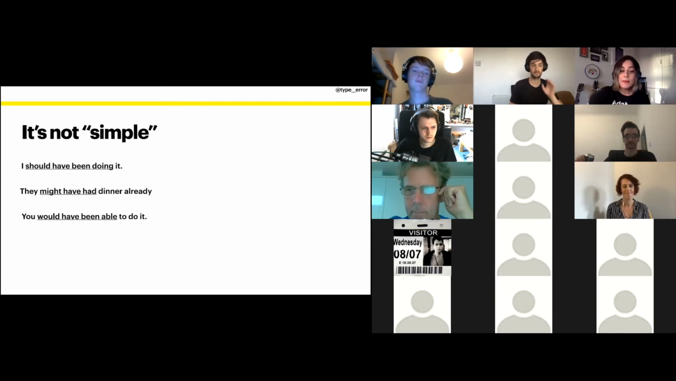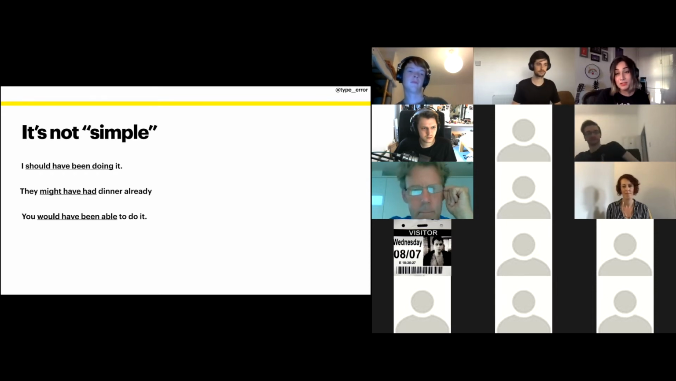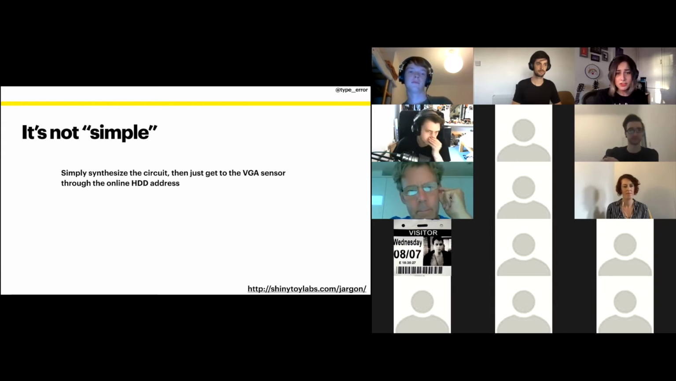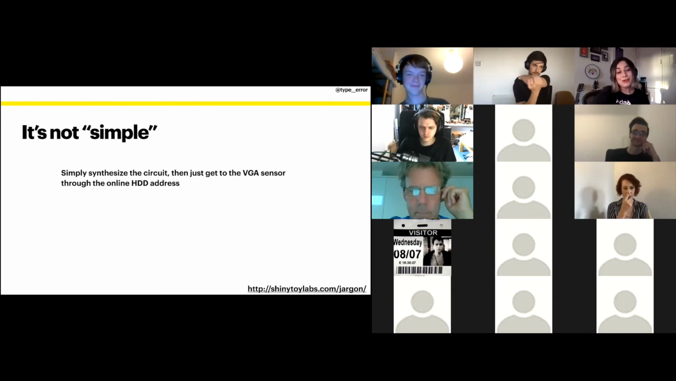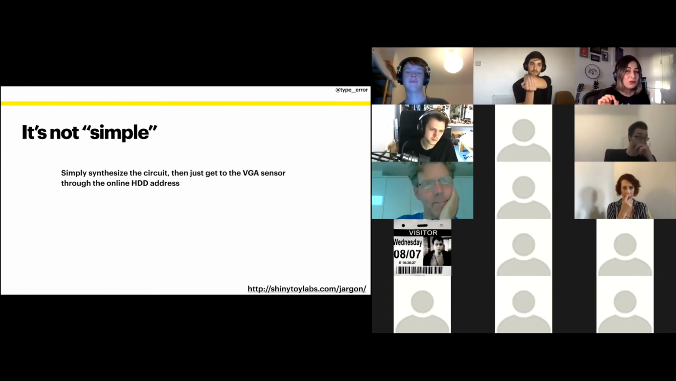So imagine looking through the documents for a library that you're using and being presented with this sentence. "Simply synthesize the circuit, then just get to the VGA sensor through the online HDD address." It makes no sense because it literally is nonsense. But for someone reading a technical document about something they're not familiar with, what you've written might seem like this as well. So what seems simple to you won't necessarily be simple to everyone.